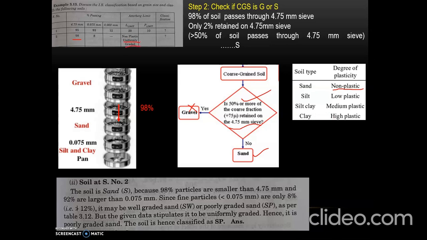And further, it is mentioned that soil is uniformly graded. So if it is uniformly graded, we know that it is referred to as poorly graded soil. So the second letter will be P. That means sand is poorly graded. So soil can be written as SP. It is poorly graded sand.